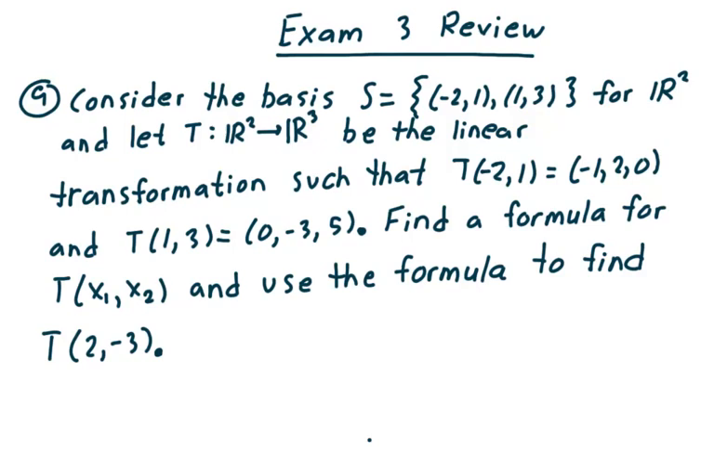This is a video from the Exam 3 review, and we're going to look at problem 9. Consider the basis S, which is the set containing the vectors (-2, 1) and (1, 3) for R2. And let T map R2 to R3 be the linear transformation such that T(-2, 1) is (-1, 2, 0), and T(1, 3) is (0, -3, 5). Find a formula for T(x1, x2), and use the formula to evaluate T(2, -3).